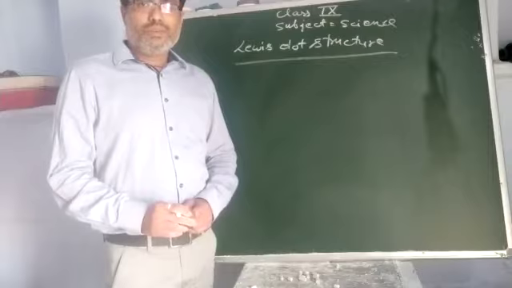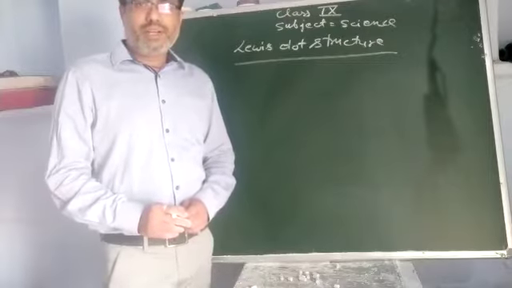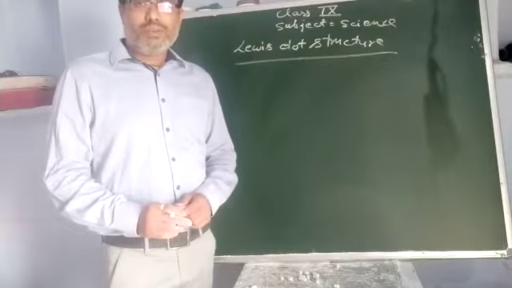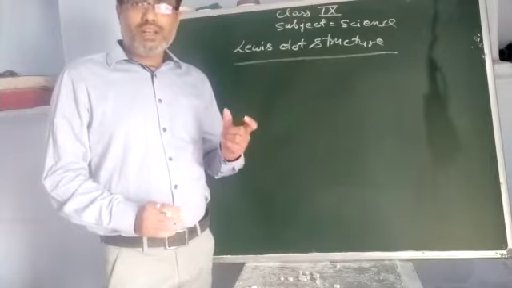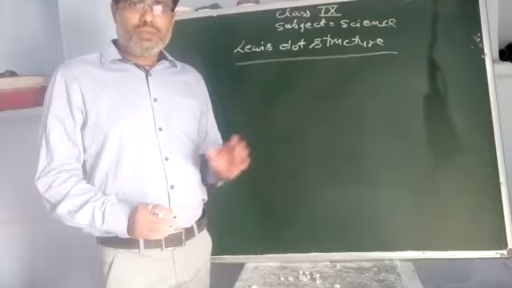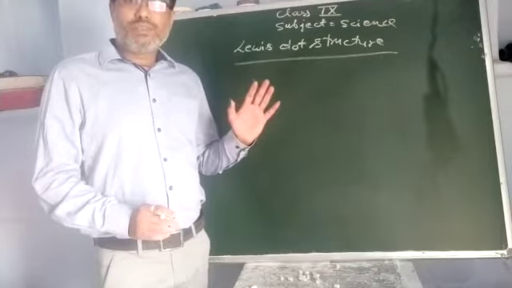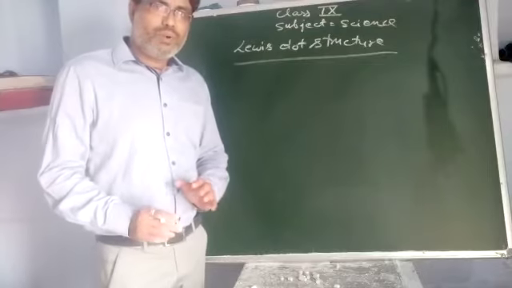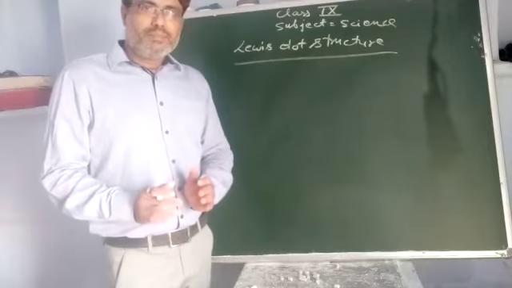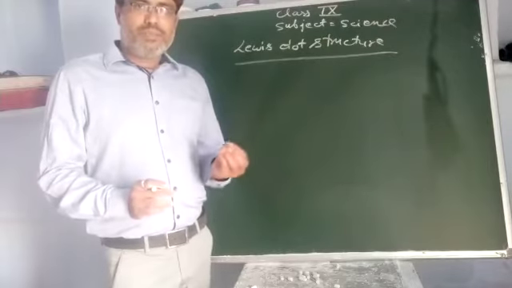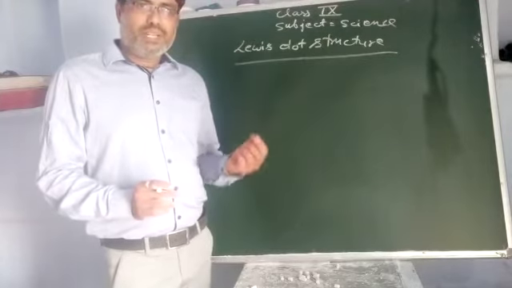Actually, we have different elements in the periodic table. So, we have a particular symbol for the atom of an element. The Lewis structure is a structure in which we show only the outermost electrons of that atom by dots. Suppose we take some elements, we take hydrogen.